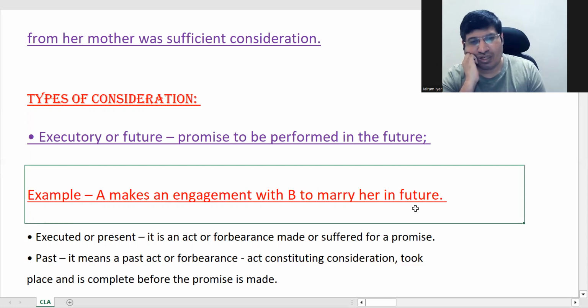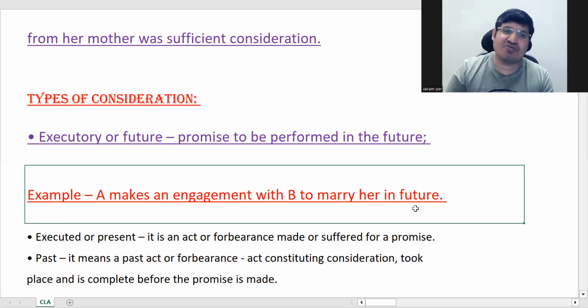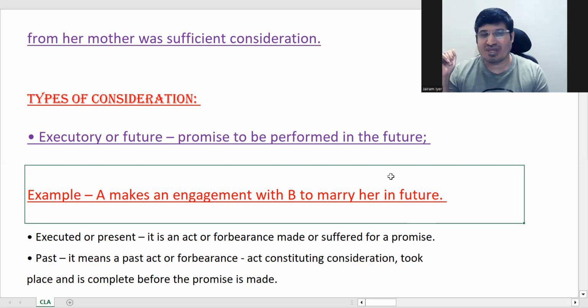Sometimes it becomes admissible if you are making an engagement, and for the engagement, let us say they have given the other party some money. Then if the engagement has been broken, the first person is bound to give back the money, right? It becomes a legally admissible case. So in cases of marriage and all, in future there can always be an admissible case.